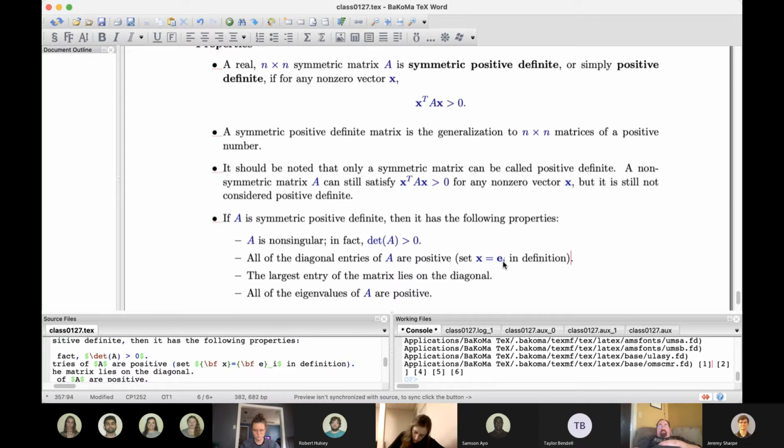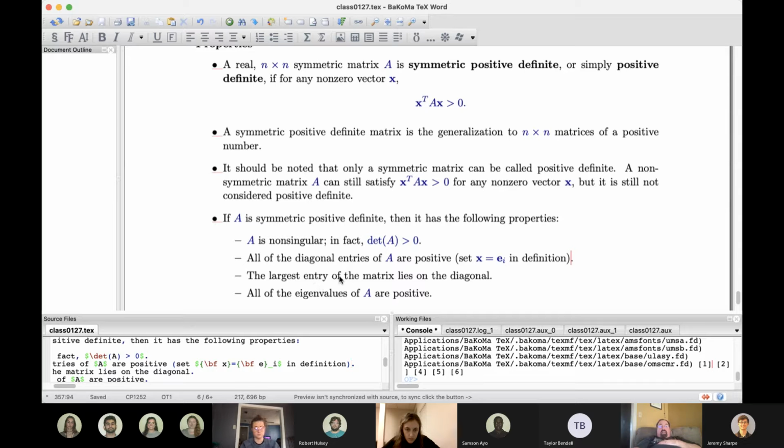E_i is the ith column of the identity. We're going to see that from time to time throughout the semester, so I'll be harping on that again later. But like E1 is vector 1 followed by zeros. E2 is 0, 1, and then all zeros, etc.